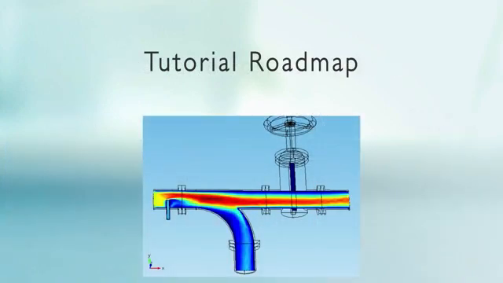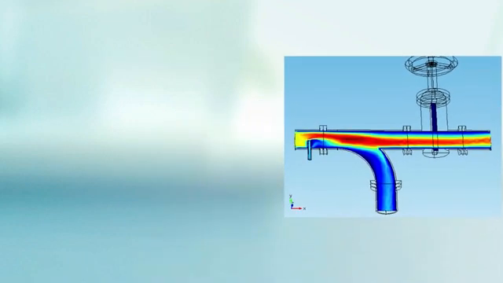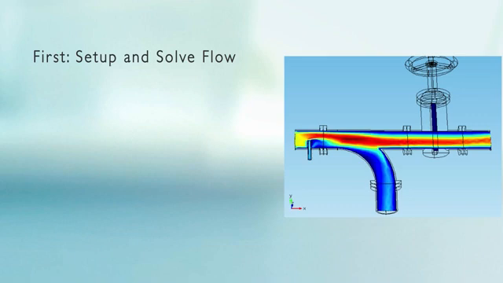Now let's talk about where we're going to go with this particular simulation. We're going to do this in 2 steps. First, we're going to set up and solve the flow problem as if the gate valve wasn't there. I mean, geometrically it's there, but we're not going to handle the gate until the second step.